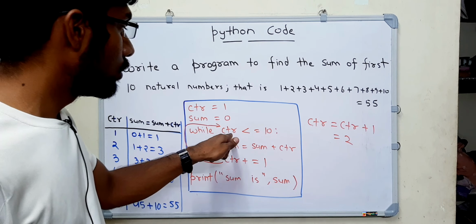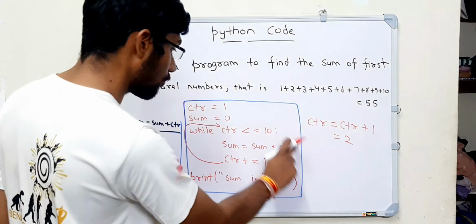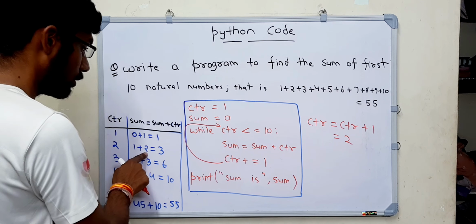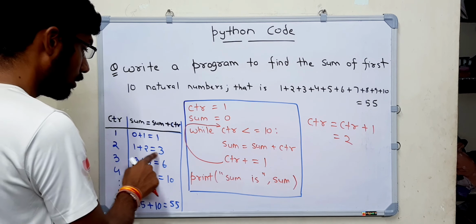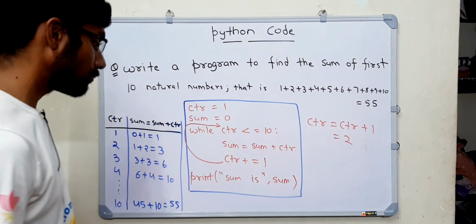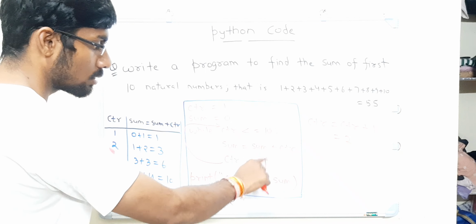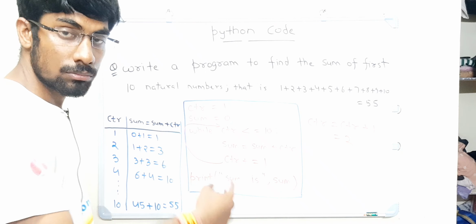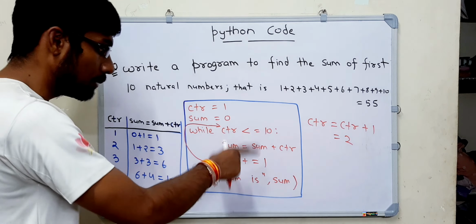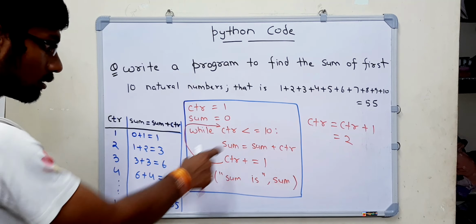Now 2 is less than or equal to 10. This condition is true. This will work. So 1, which is the value of sum, plus 2, which is the value of ctr, equals 3. So the sum value will become 3. Then it will come to the next statement. ctr will become 3. So it will go to the condition. This keeps going on until, let's see the 10th iteration.